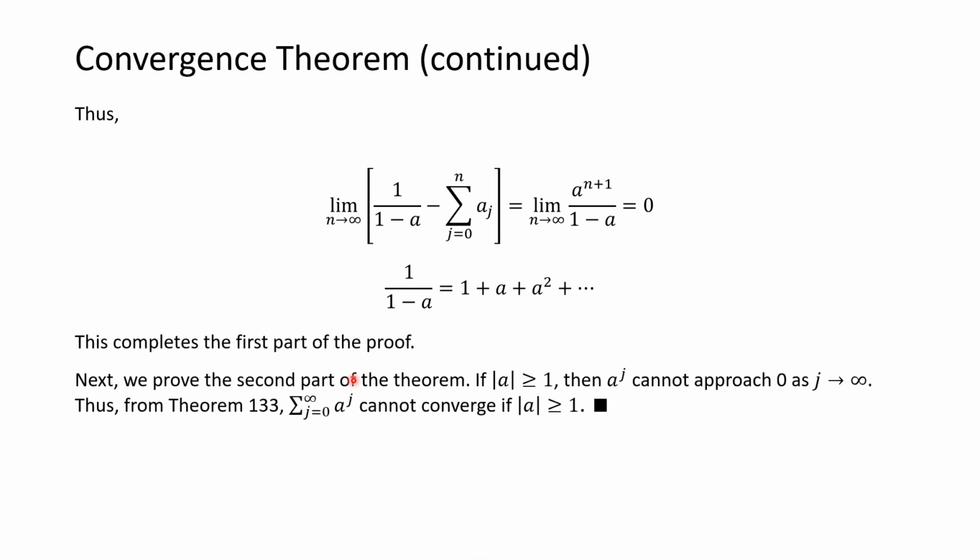The second part of the proof is a bit easier. If the modulus of a is greater than or equal to 1, then the modulus of a to the j is also going to be greater than or equal to 1, in which case a to the j cannot approach 0 as j approaches infinity. And then, by contradicting theorem 133, the series of a to the j cannot converge if the modulus of a is greater than or equal to 1.